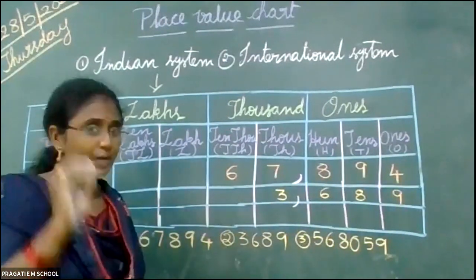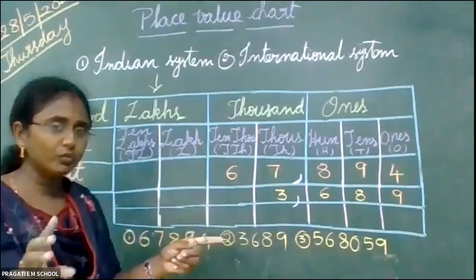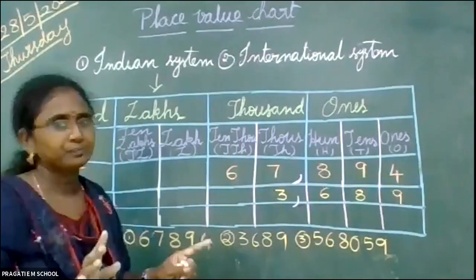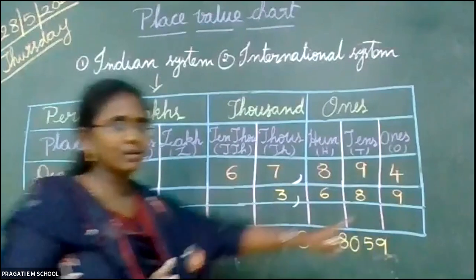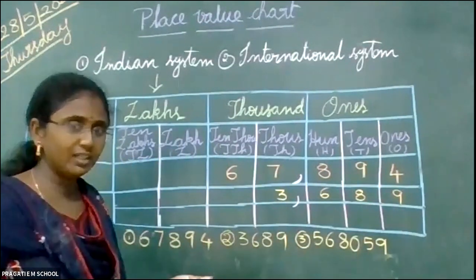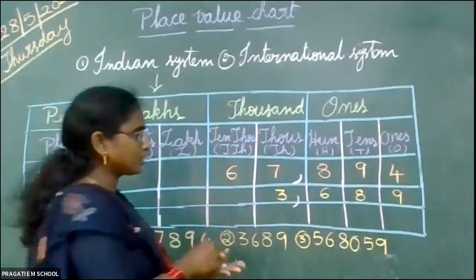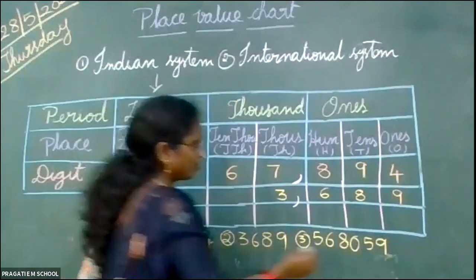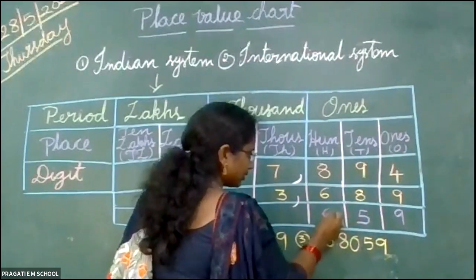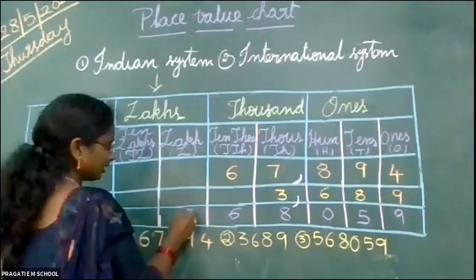You have to start from the ones place onwards, then write the number correctly in the place value chart. Okay, children? Start from the ones place. In the given number, the smallest place value is 9 only. 9, 5, 0, 8, 6 and 5.